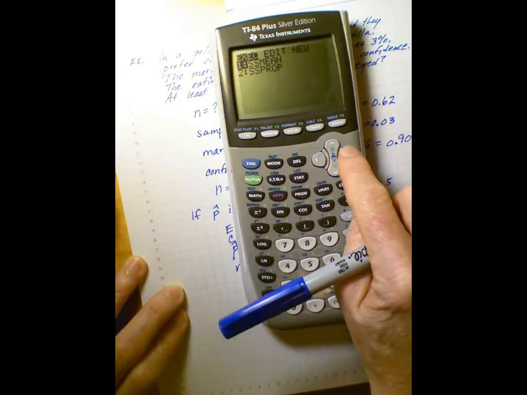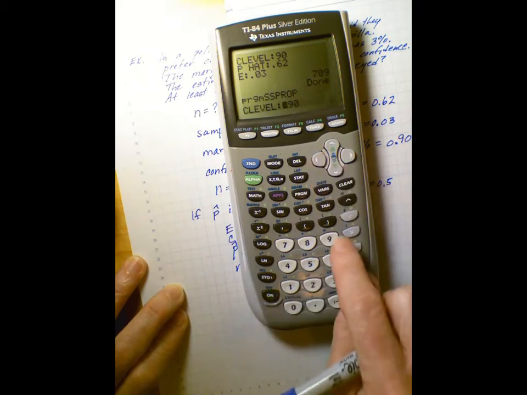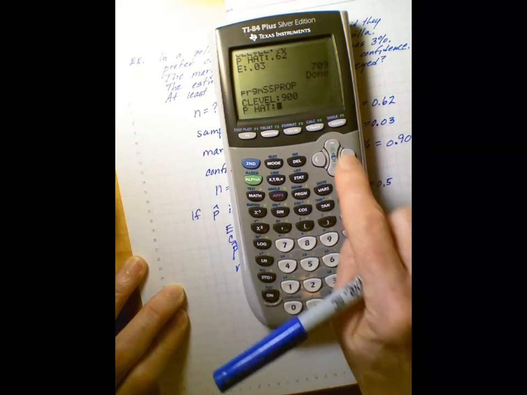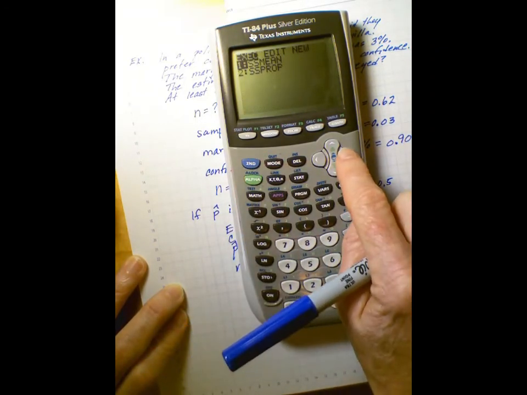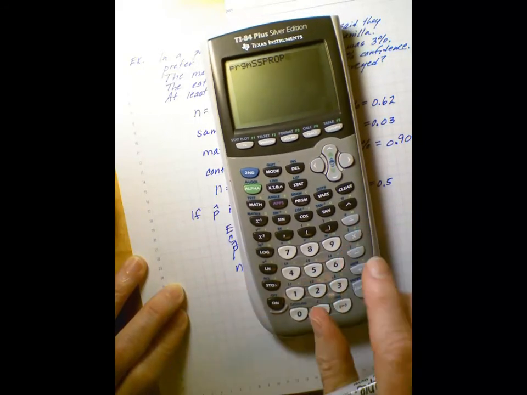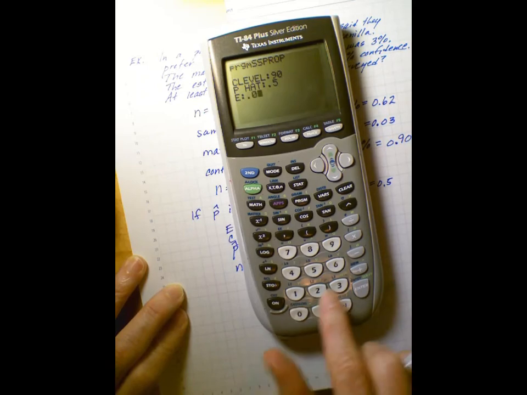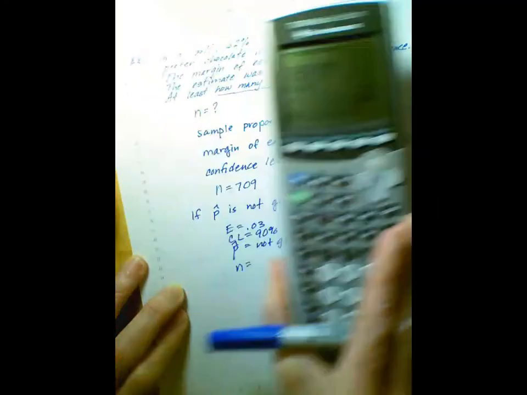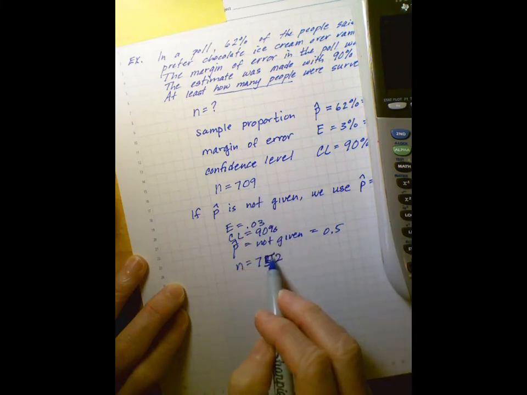Let's see, program, SS prop, enter, C level. Let's put 0.90 this time. Well, let me just do 90 and then I'll redo that in a minute. 90, oops, not 900. Okay, let's quit and clear, and we'll start over. Program, SS prop. Okay, enter, C level, 90. Enter, p hat 0.5, because I don't have an estimate for that. E 0.03, and now I have 752. If I don't have an estimate for p hat, I'm going to have a larger sample size.